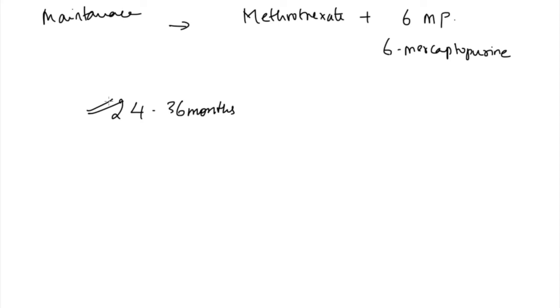The major drugs you have to remember during the induction remission phase are VAP: vincristine, L-asparaginase, and prednisolone. The side effects of each drug were mentioned. And maintenance therapy would be with methotrexate and 6-mercaptopurine.